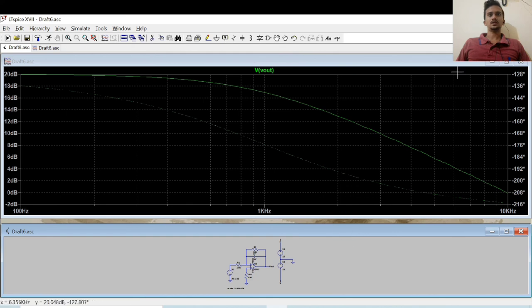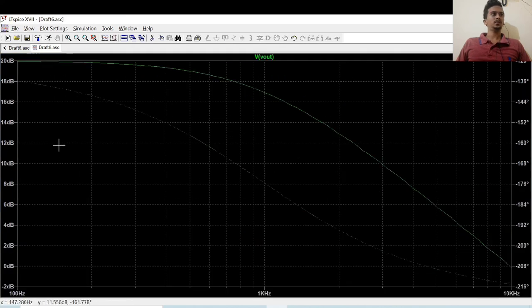So you can see the frequency response. It is constant till 1 kilohertz, which is FA, our corner frequency, and then the gain will decrease at 20 dB per decade, so it will go to 0 at the FB frequency, which is 10 kilohertz. So this is the response of the practical integrator circuit.